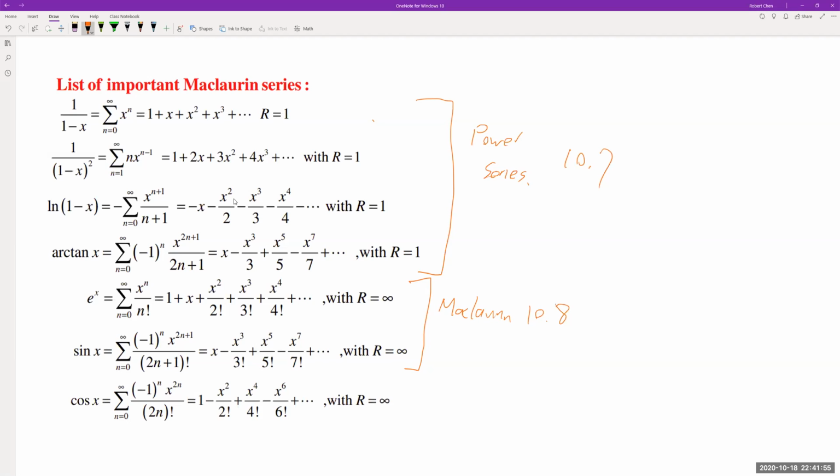And cosine x, I really want you guys to give that a try. I'm not going to do this on the video, but you can find so many videos talking about the Maclaurin series for the trig functions. I think we will probably do this in a Zoom session as one of our practices. So these are some important Maclaurin series, and keep in mind that a Maclaurin series again is just a Taylor series centered at 0.